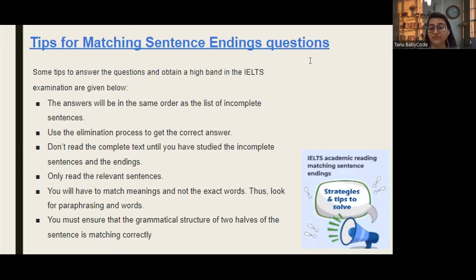The first one is very important. Please keep in mind the answers will be in the same order as the list of incomplete sentences. Yes, right, true. Answers will be in the same order.